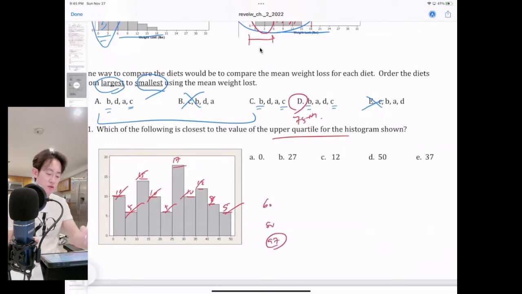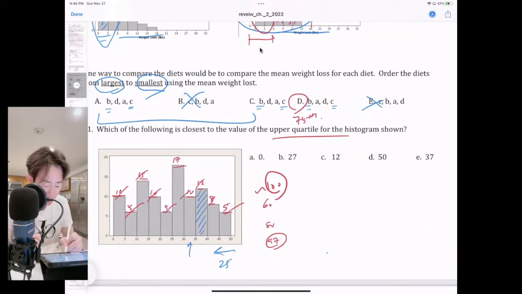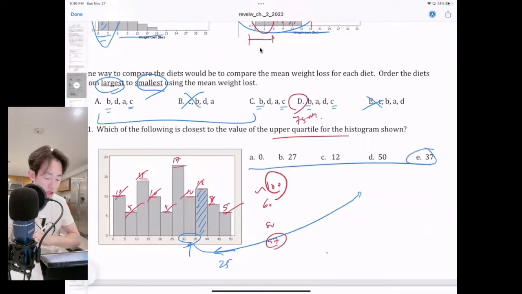So let's just give or take, we're looking at about 100 data sets because we estimated. So what that means is we're really looking at the 25th number from the right. That should give me my upper quartile range. Now, the 25th number from here is somewhere here, or maybe possibly between 30 to 35. But luckily, any number between 30 to 35 is not even listed here. So the clear winner is going to be 37, which is between 35 to 40. That should be my upper quartile range.